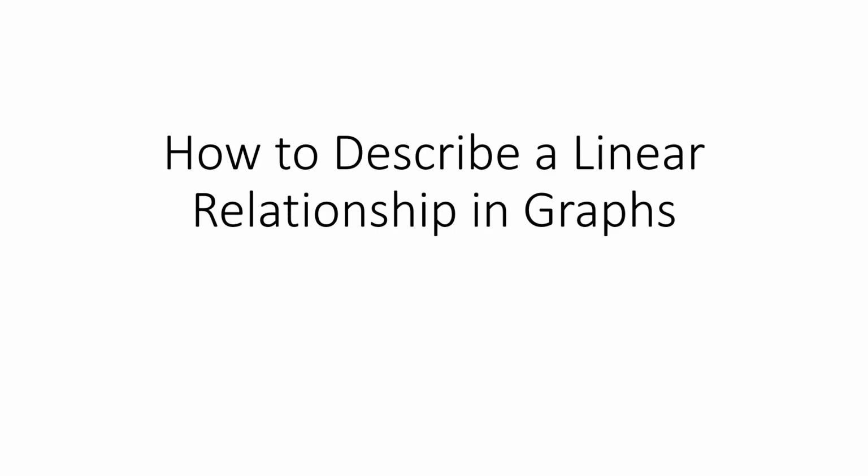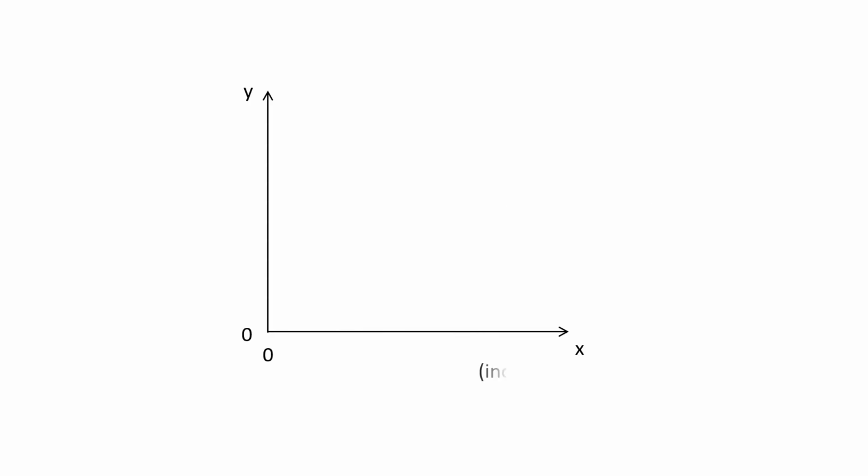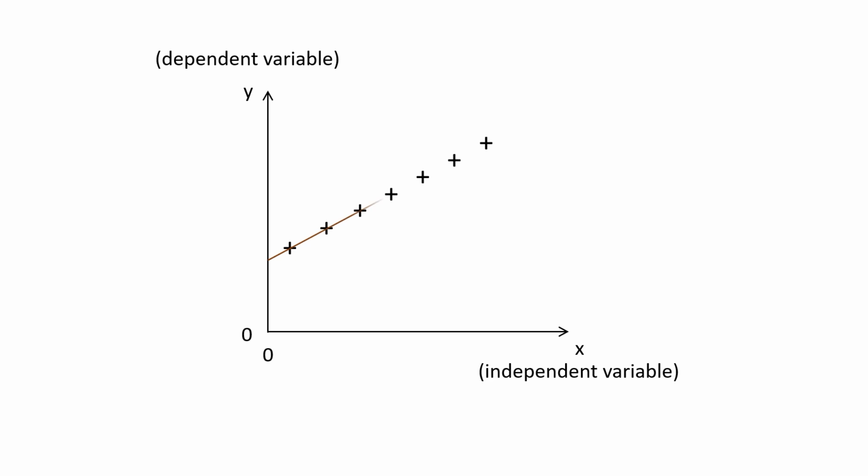How to describe a linear relationship in graphs. When analyzing graphs, it is important to describe relationships clearly and precisely. Let's take a look at this graph. Notice that as x increases, y also increases in a straight line pattern. This tells us that y is linearly related to x with a positive gradient.